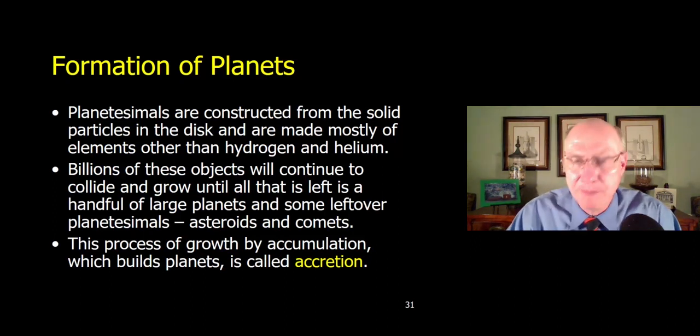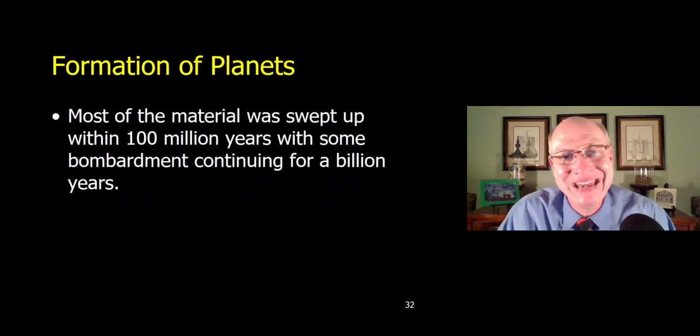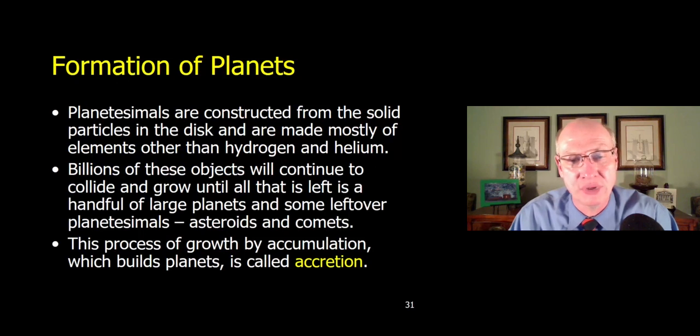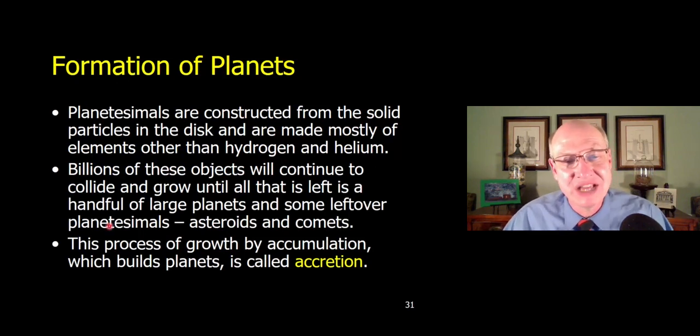So by about 100 million years after the formation of our solar system, which is very quickly, our solar system, as we'll see at the end of this lecture, is 4.6 billion years old. It only took about 100 million years for most of this material to get swept up in the big planets to form the large major planets in our solar system. But some of those planetesimals were left over.